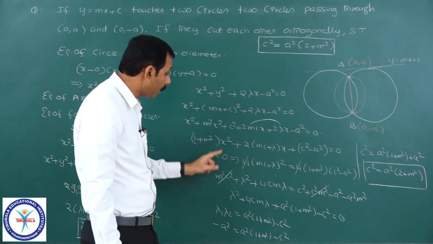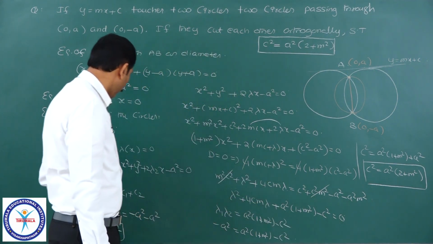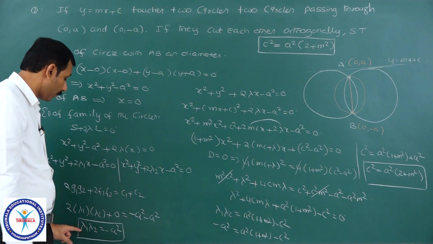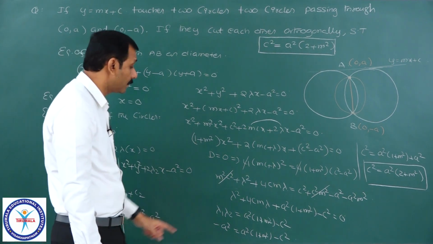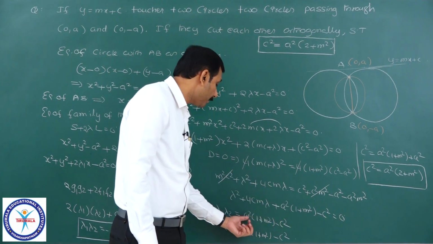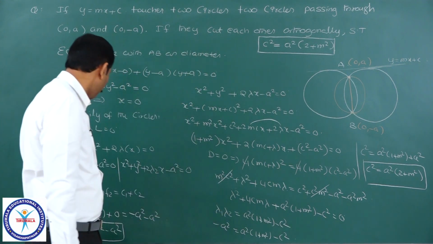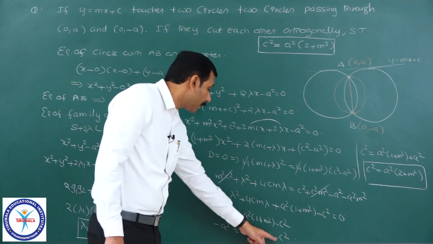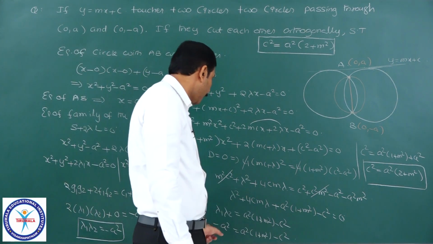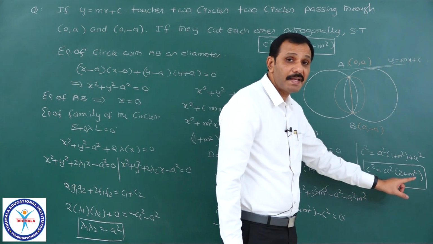And now I got a quadratic in terms of lambda, and because lambda has 2 values, lambda 1 comma lambda 2, and I know the product of these 2 values, therefore I have taken the product of the roots here. C by a means a square into 1 plus m square minus c square by 1, lambda 1 into lambda 2 equal to minus a square. Therefore, c square you bring this side and minus a square that side, hence c square equal to a square into 2 plus m square.